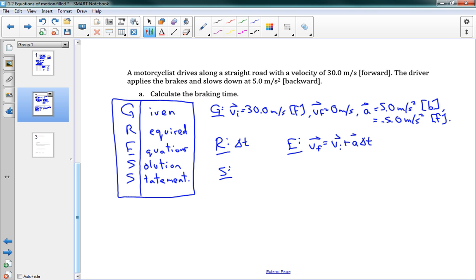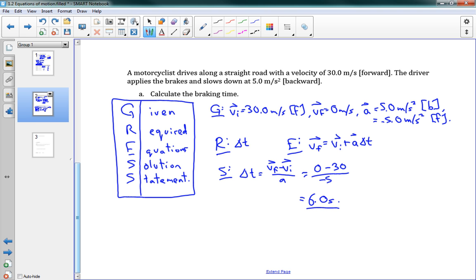Now we do our solution, and our solution looks something like this. I will rearrange that equation above to solve for delta t. So delta t equals VF minus VI over A. Good. And now we'll plug in some values. VF was 0, minus VI is 30, divided by negative 5. So 0 minus 30, negative 30 over negative 5, that gives me 6.0 seconds.